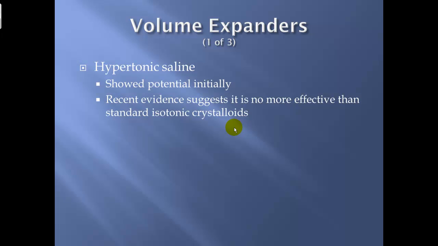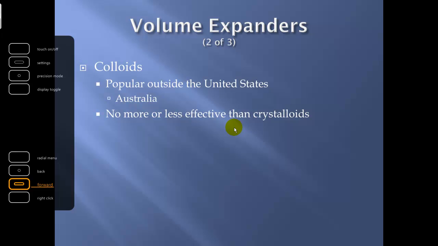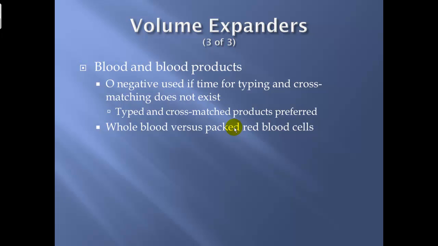Volume expanders. Hypertonic saline showed potential initially, but recent evidence suggests it's no more effective than a standard isotonic crystalloid. Colloids, popular outside the United States and Australia, are no more or less effective than crystalloids. Crystalloids are going to be normal saline and lactated Ringer's. Blood and blood products. O negative is used if time for typing and cross-matching does not exist. Type and cross-matched blood products are preferred. Whole blood versus packed red blood cells is also preferred.